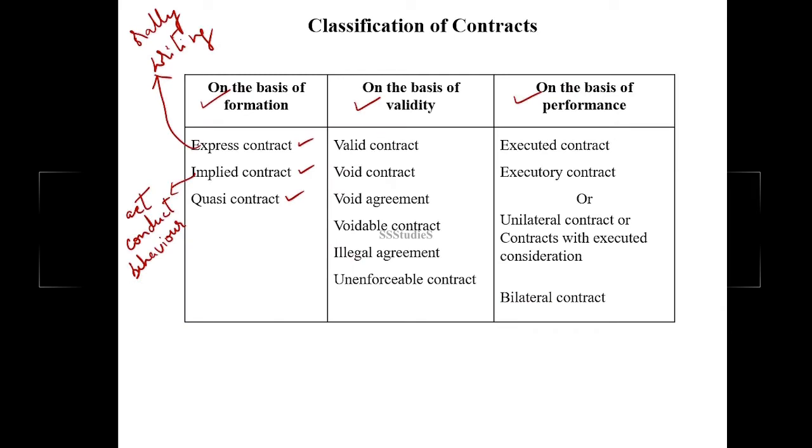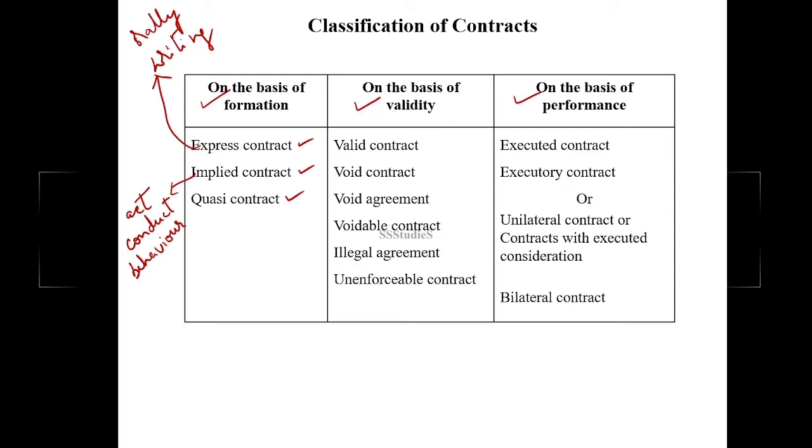Other simple examples of implied contracts are when you are boarding a public bus, it's an implied contract that the bus will take you from destination A to destination B, for which you will have to pay the bus fare. Likewise, when you go to a restaurant and order a cup of coffee, there is an implied contract that the restaurant will serve you the cup of coffee, and then you have to pay for it. All these are examples of implied contract.